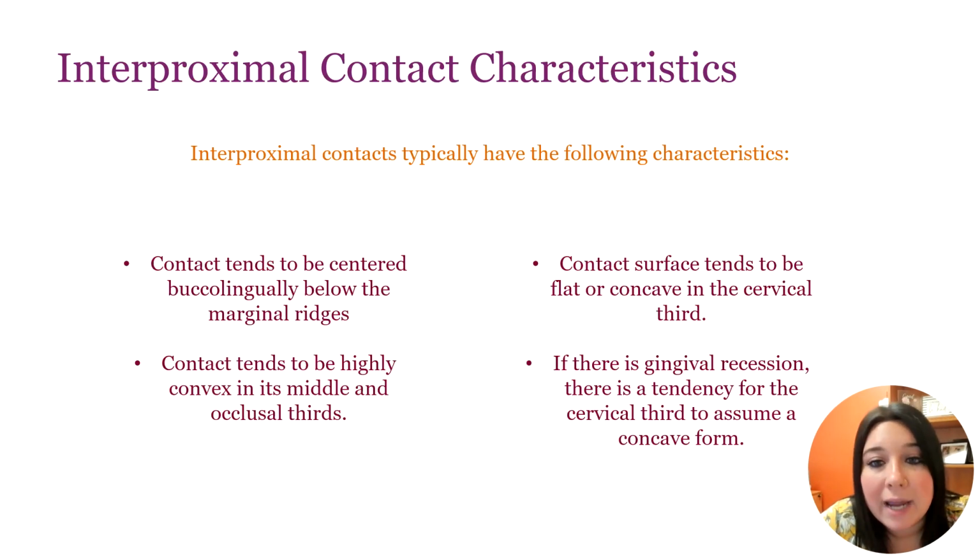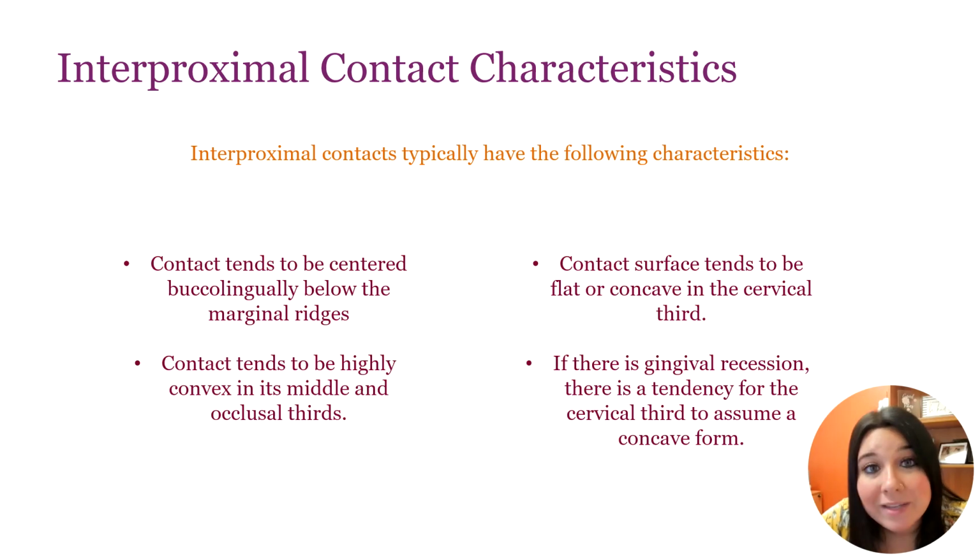Interproximal contact characteristics. Interproximal contacts typically have the following characteristics. One, contact tends to be centered buccolingually below the marginal ridges. Two, contacts tend to be highly convex in the middle and occlusal thirds. Three, the contact surface tends to be flat or concave in the cervical third. And if there is gingival recession, there is a tendency for the cervical third to assume a concave form.